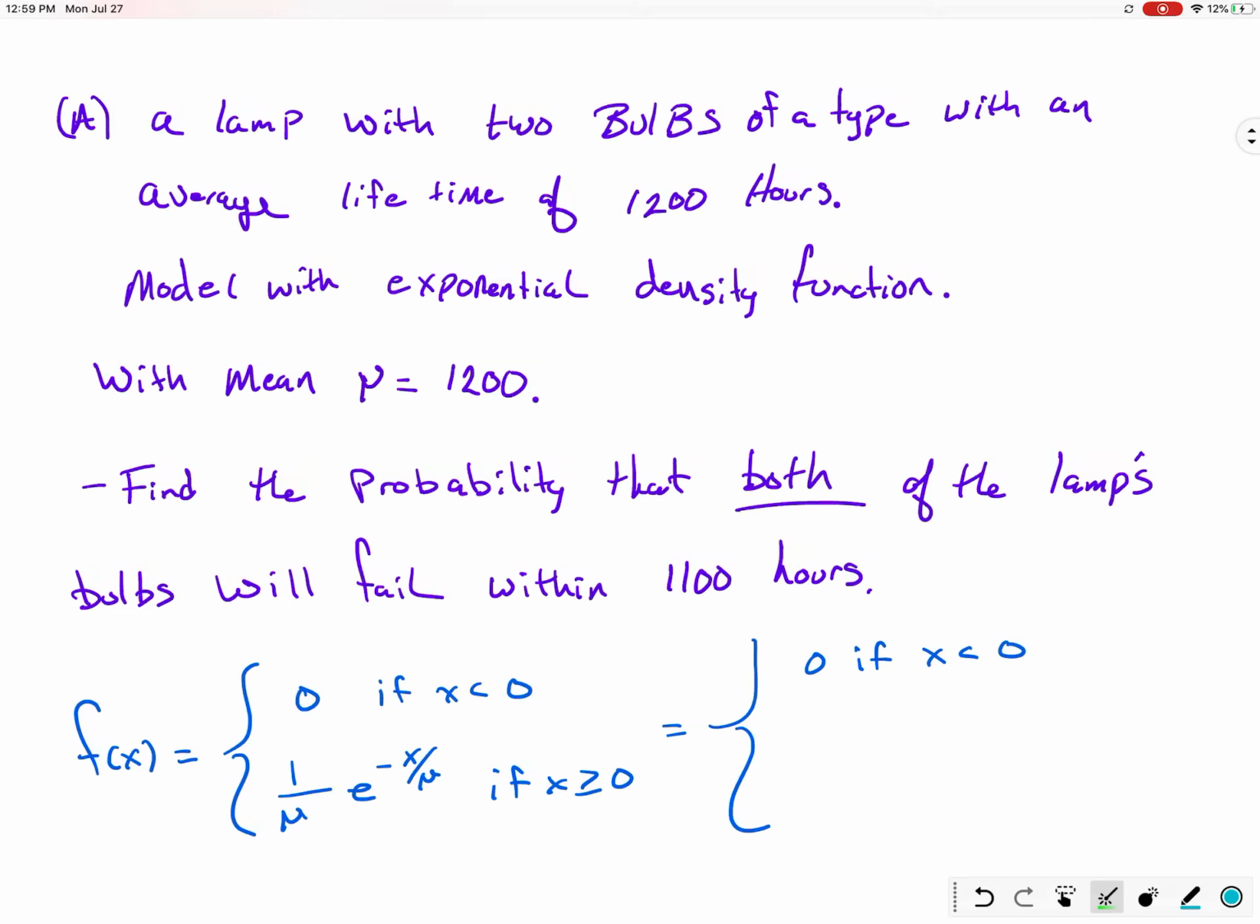And we can model the life of that bulb with an exponential density function. And that exponential density function, of course, then has a mean of mu equals 1,200 hours. So the average lifetime is 1,200, so that means the mean is 1,200 hours.